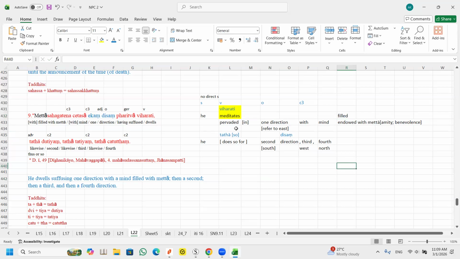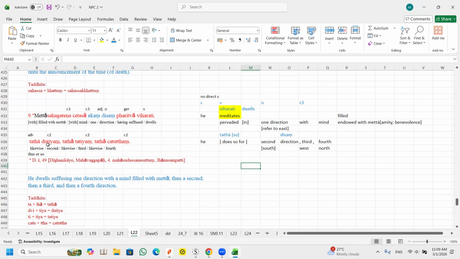Is it meditate or dwell? Both ways can, but technically he's meditating, right? So you can put dwell if you want, no problem. I'm not going to restrict you from that. Now the next line.